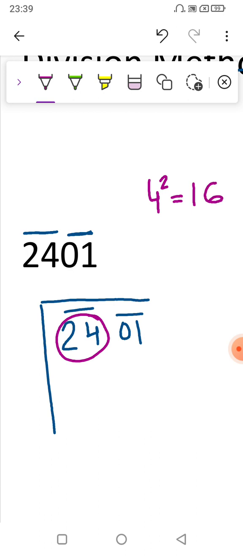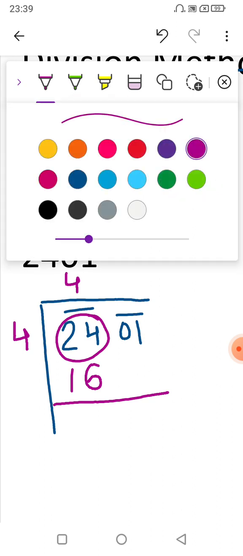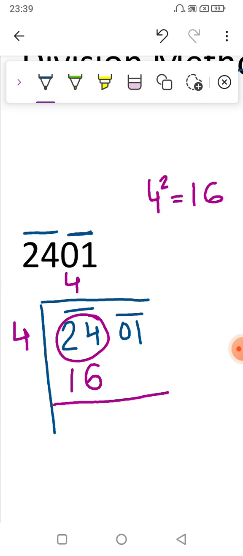Now how are we going to write this 4? We will write a 4 here and a 4 here, and 16, that is 4 into 4, over here, just below 24. Now we are going to deduct the numbers. After deducting, what we get is 8. So we will write 8 over here. Now we are going to bring down this pair over here and we will get 801.